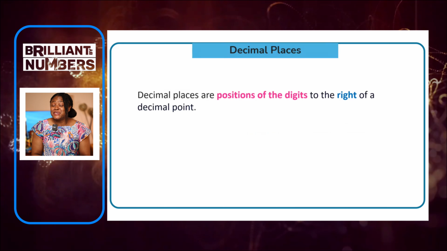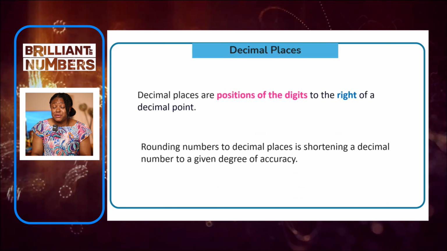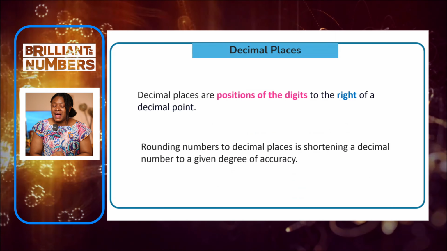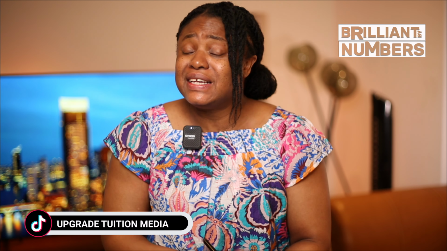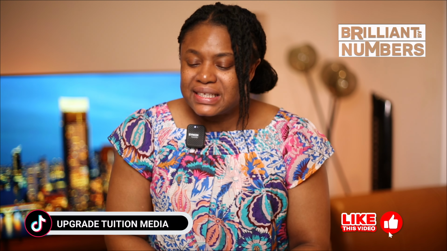Now, let's start by defining decimal places. Decimal places are positions of digits to the right of the decimal point. Rounding numbers to decimal places is shortening a decimal number to a given degree of accuracy. So therefore, we will always be told to what degree of accuracy, meaning how many decimal places an answer is expected to be given. So we're going to look at the steps that we need to take to round a number to a given number of decimal places.